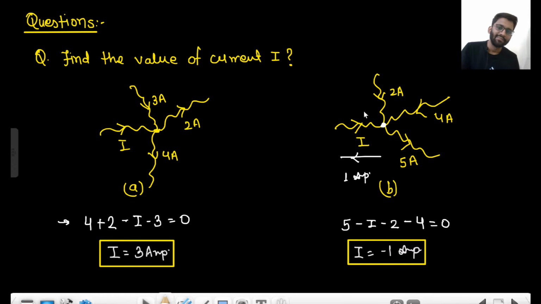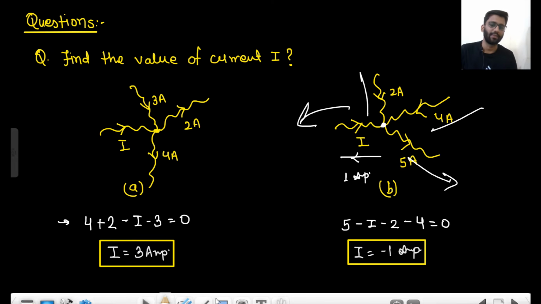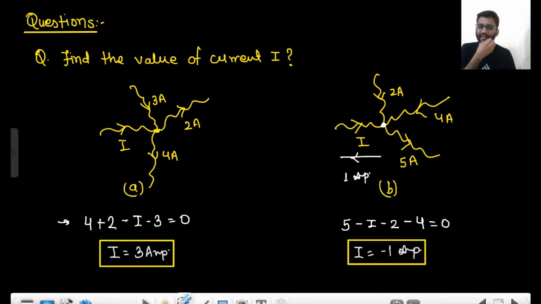You can see 2 ampere current is incoming and 4 ampere is also incoming. So 2 plus 4 is 6, and that is getting out in 1 ampere and 5 ampere. 6 ampere is coming, 6 ampere is getting out. So here also you can see, right? This is the concept of KCL. I hope you will be able to apply KCL now.